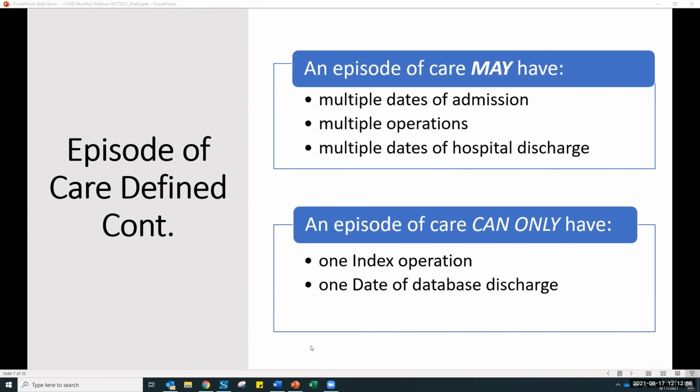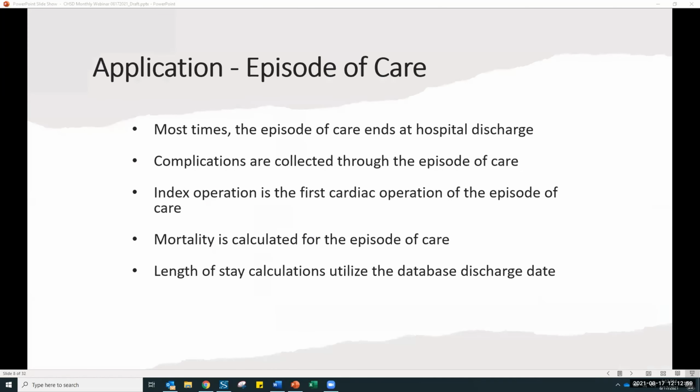Okay, next slide. So how does this get applied upon the analysis or within our database? Most of the time, as you know, mostly our patients discharge to home after having a cardiac surgery operation. So the episode of care will end at the date of hospital discharge. And this is when your database discharge date matches your hospital discharge date. But complications are really collected through the episode of care. So if a patient were to transfer to another center or a long-term care center, we're still collecting complications as best as we can. The index operation is then assigned to the first cardiac operation of the episode of care.